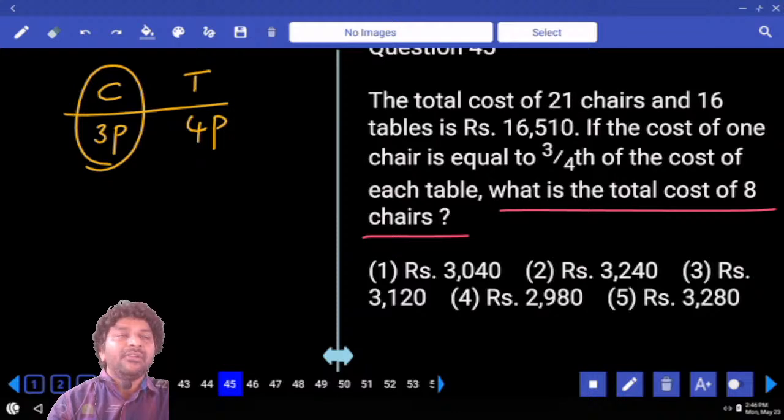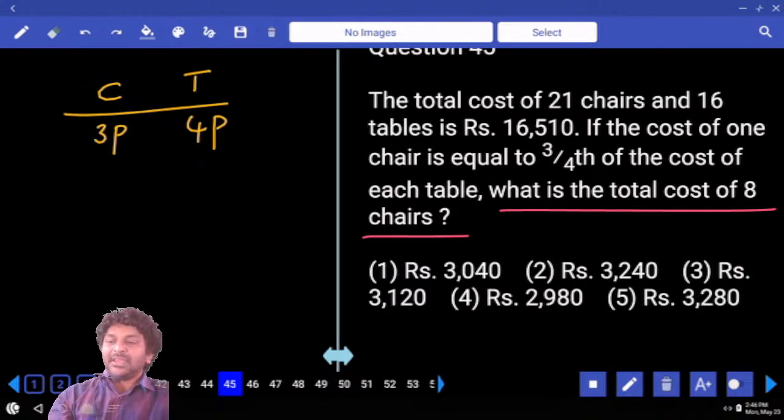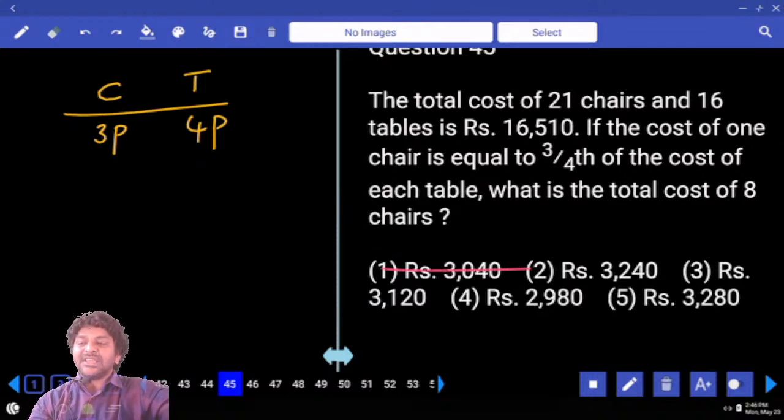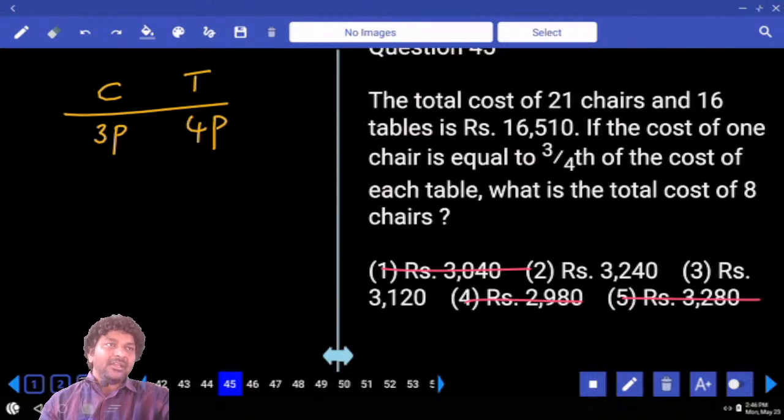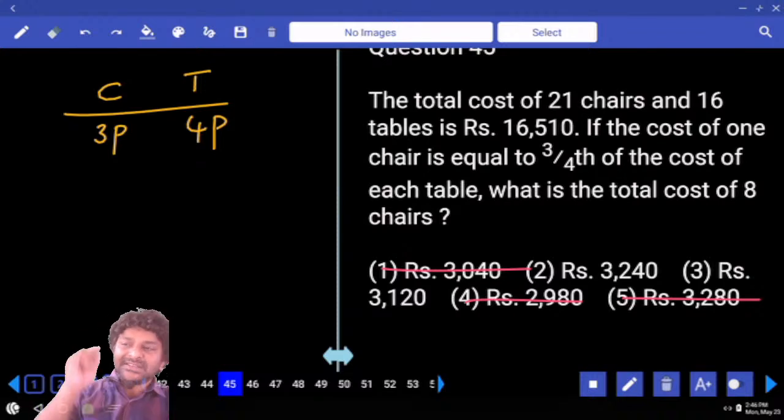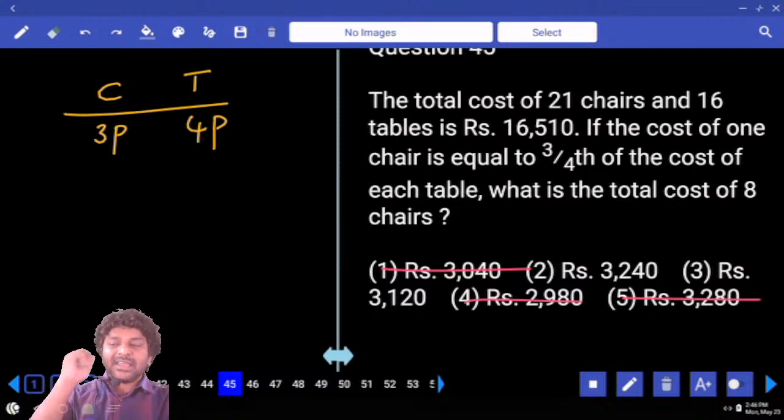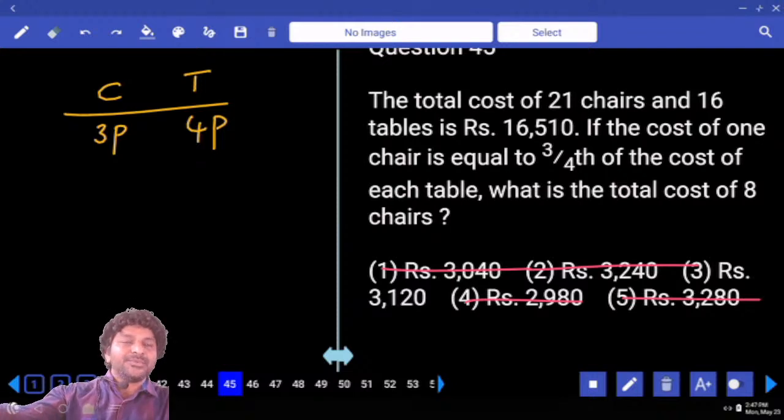24 is a multiple of something, so the answer must be a multiple of that. Can it be the first option? Can it be second? Yes. Can it be third? Yes. Can it be fourth? No. Can it be fifth? No. 2 options are there. If you observe those two, the last 2 digits are completely different. Am I right? Now let's see. Otherwise, directly I can go with the third option, final answer.